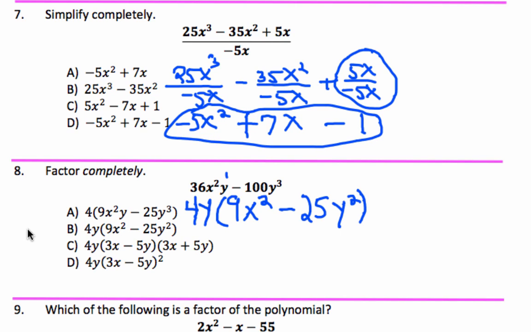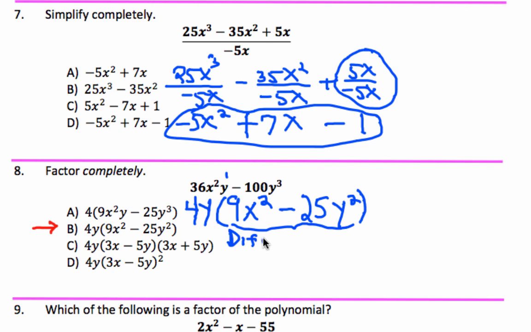And if we look at what we came up with, it's actually one of the choices, choice B. But the question is, is this the correct answer? And the answer is no. And the reason is because we have not factored completely. If we look at the second factor here, 9x squared minus 25y squared, this is the difference of two perfect squares.